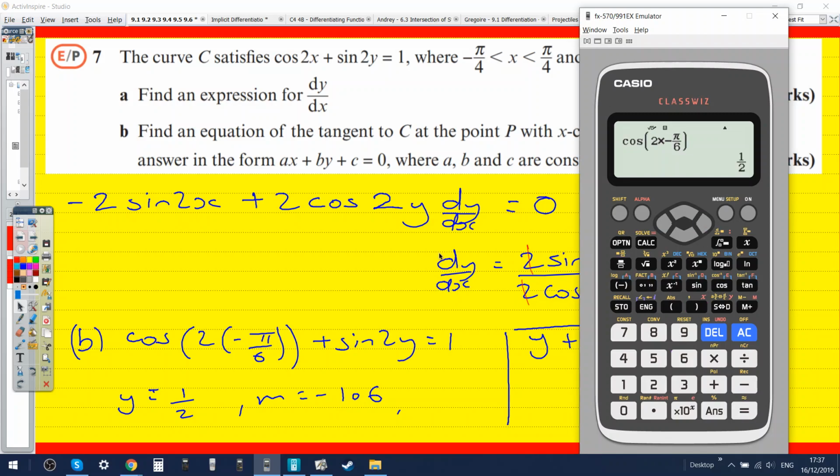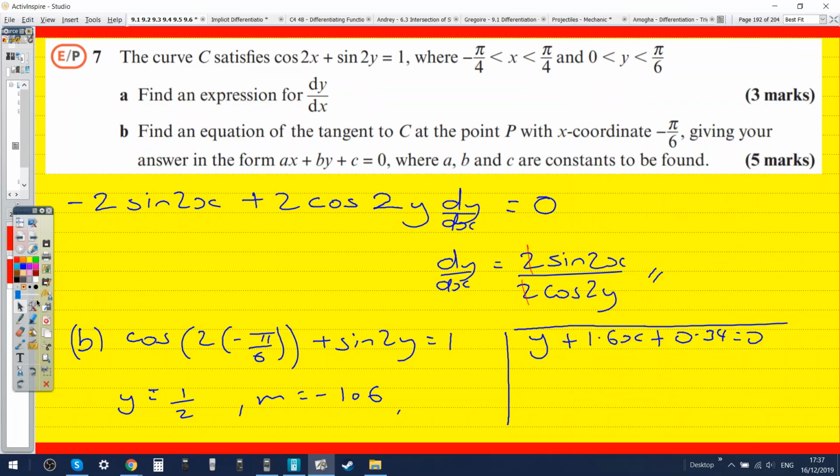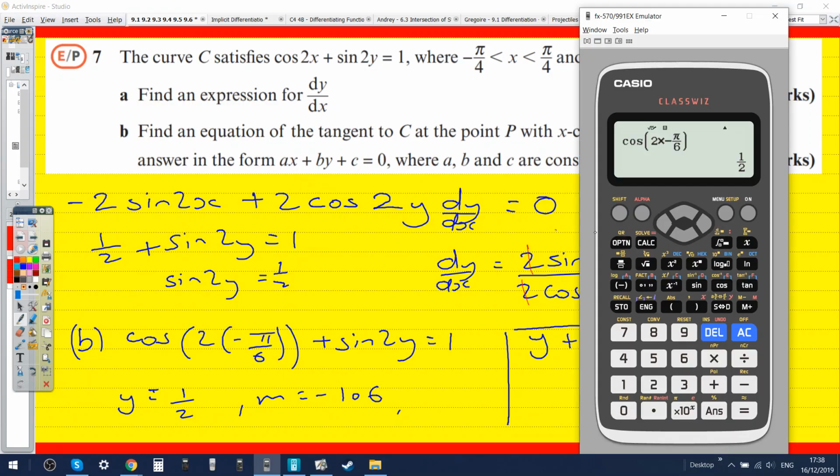Because it gives you sine 2y. Aha. Yeah, so you'd have to divide by 2, and then inverse sine to find y, which I didn't do. So cos 2x is a half, so that's a half plus sine 2y equals 1. Yeah, so sine 2y is a half, which means 2y is equal to inverse sine of a half.